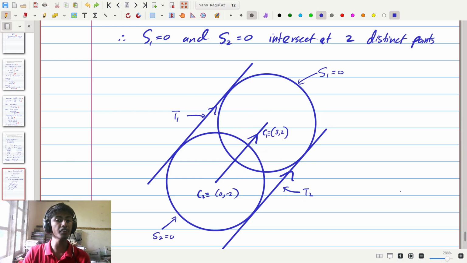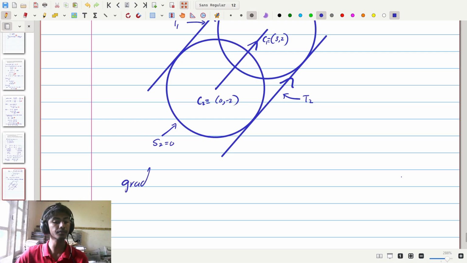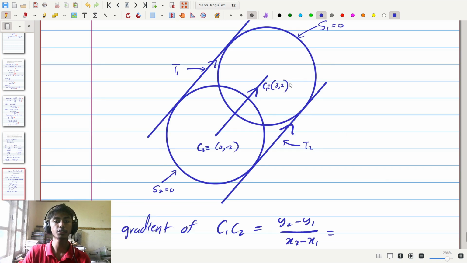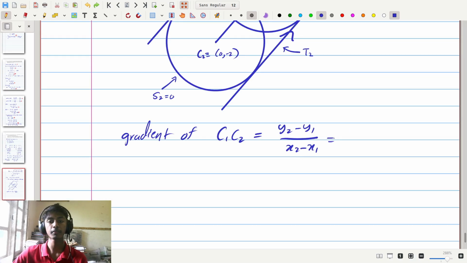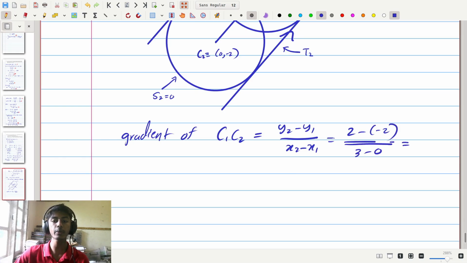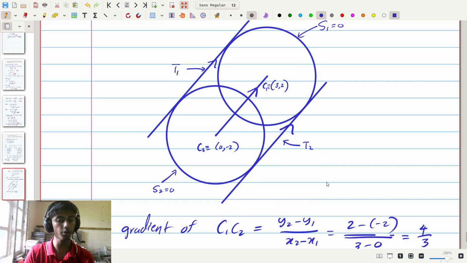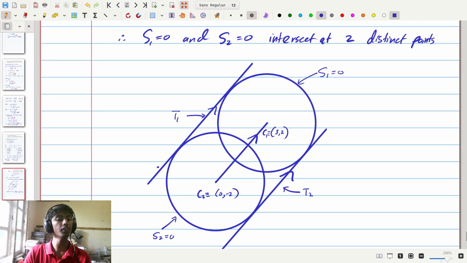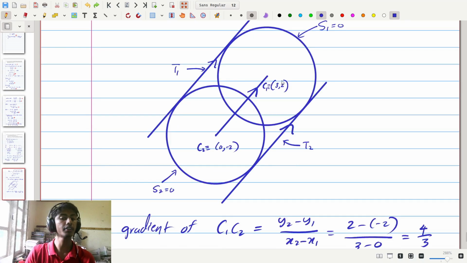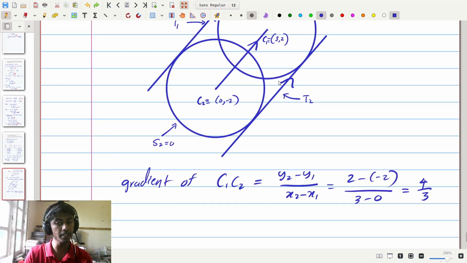So if we consider the gradient of C1, C2, we can see the gradient of C1, C2 is equal to y2 minus y1 divided by x2 minus x1, which will be equal to 2 minus negative 2 divided by 3 minus 0. So 2 minus negative 2 divided by 3 minus 0 is equal to 4 over 3. So therefore the gradient of C1, C2 is equal to 4 over 3. Now in this case, if all 3 lines here are parallel to each other, then we can say the gradient of T1 and T2 must also be equal to 4 over 3.